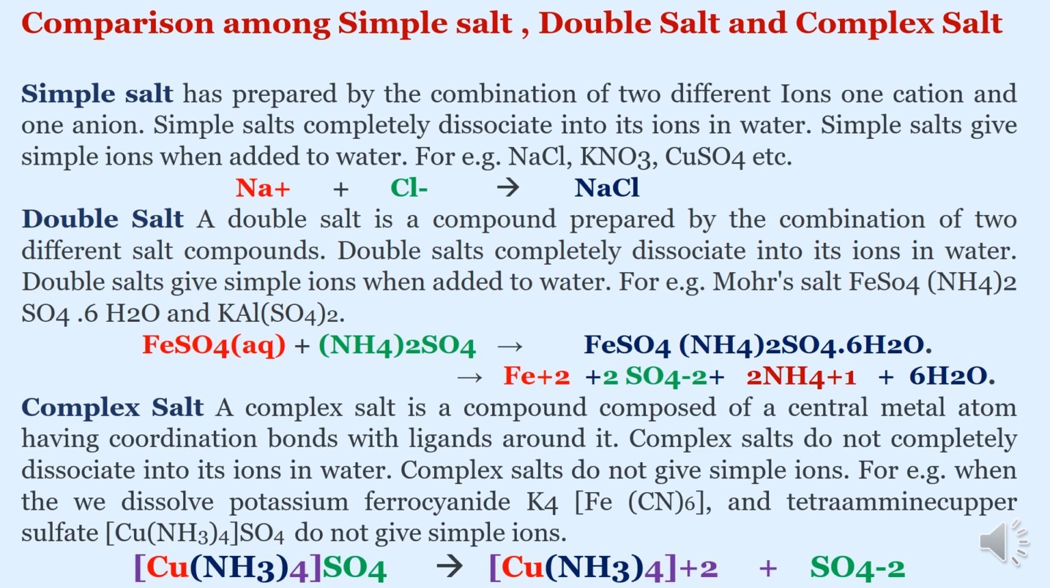Here we have a complex ion, not a simple form of atoms. We have the tetraamine copper 2+ as a complex ion with the sulfate ion. That means the complex does not dissociate completely. It's partially decomposed, partially dissolved, and the product is not simple ions. We have a complex ion and a counter ion.